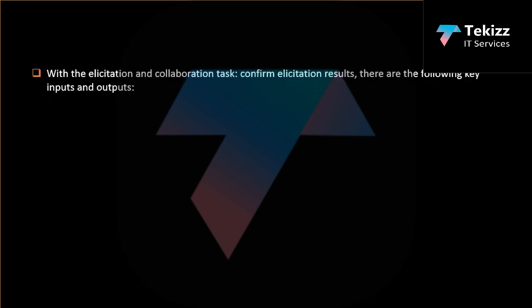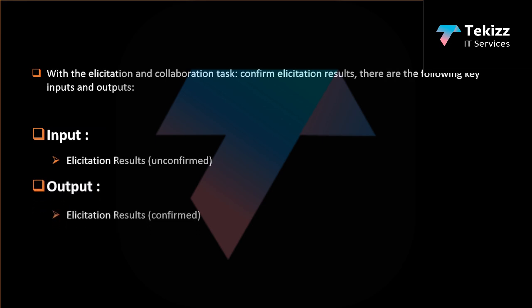Now, with the elicitation and collaboration task of confirming the elicitation results, there are key inputs and outputs. As an input, it will require the elicitation result which is unconfirmed. And as an output, it will give you the elicitation result which is confirmed.